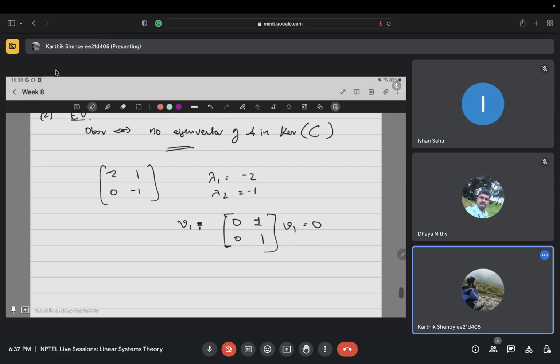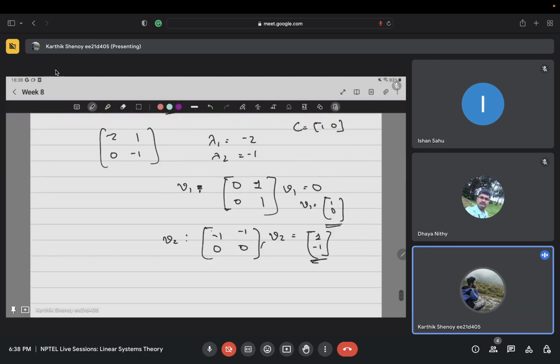And your C matrix was equal to 1 0 in this case. So what is the eigenvector? V1 is 1 0. Okay, and for V2 we have to take A minus lambda 2 I, which is minus 2 minus 1, that is minus 3 minus 1, 0 0. Okay, so V2 is something like, I think it's minus 1 itself, not plus. Okay, so this is minus 1. So V2 is nothing but 1 minus 1, correct? So this is your eigenvector for the second eigenvalue.